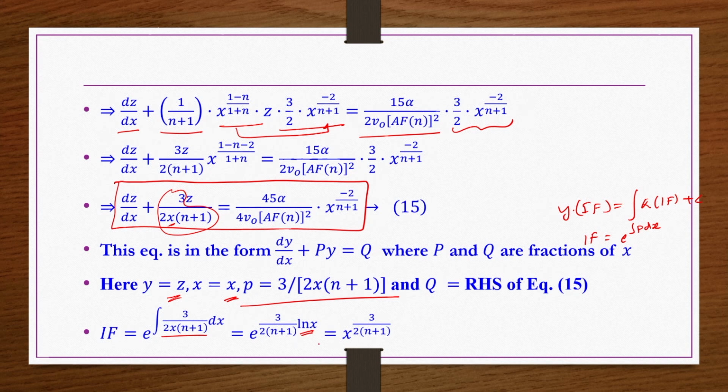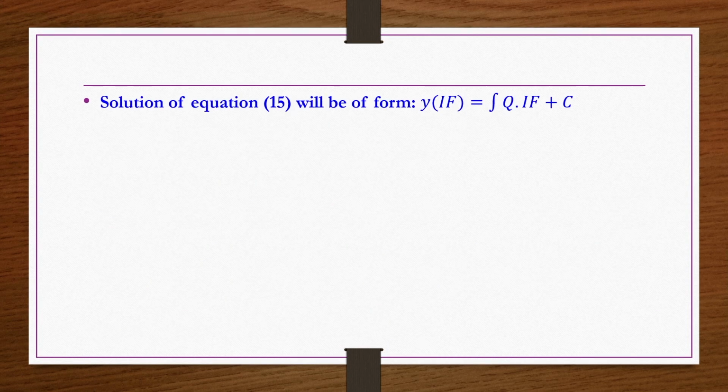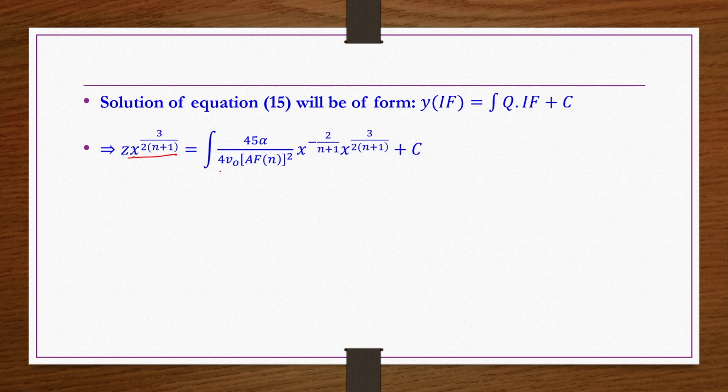So, I can write e to the power of ln x power 3 by 2 n plus 1. So, e to the power of ln will be cancelled out, and only x power 3 by 2 n plus 1 remains, and that would be the integration factor. So, the solution would become z multiplied by this integration factor equals the integral of q multiplied by the integration factor plus c, right.